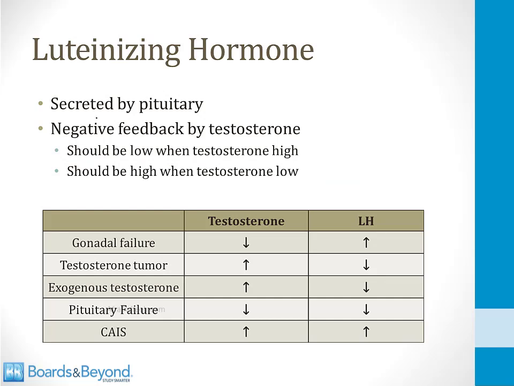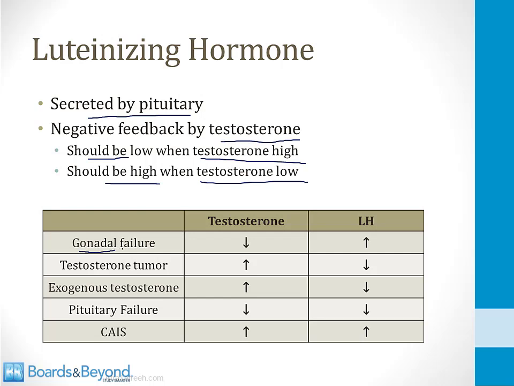Luteinizing hormone is a gonadotrope secreted by the pituitary, and in the male, there is negative feedback on the pituitary by testosterone. So LH levels should be low when testosterone is high, and they should be high when testosterone levels are low. And on your boards, they love to ask you these up-down arrow type questions to see if you can predict the level of luteinizing hormone in a particular male disorder. So let's go through that now by reviewing this table.